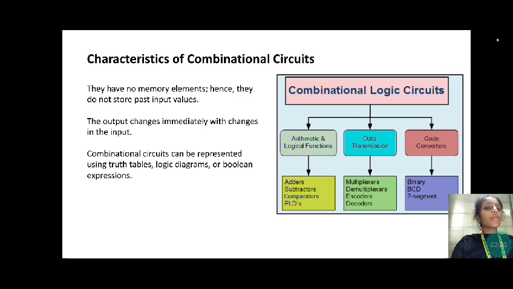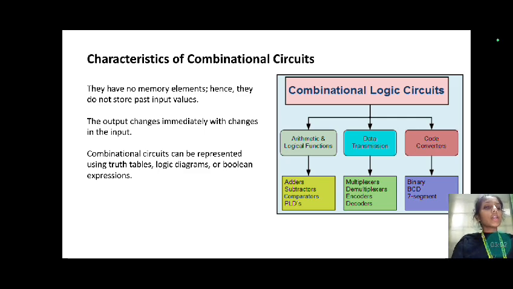Characteristics of combinational circuits: they have no memory elements. In combinational circuits there are no memory elements, no feedback and no concept of clock cycles. The output changes immediately with the change in the input. When the input changes, the output automatically changes. Combinational circuits can be represented using truth tables, logic diagrams or boolean expressions.